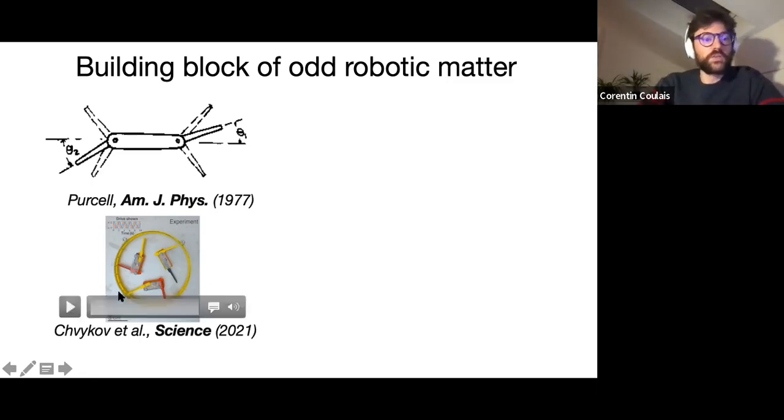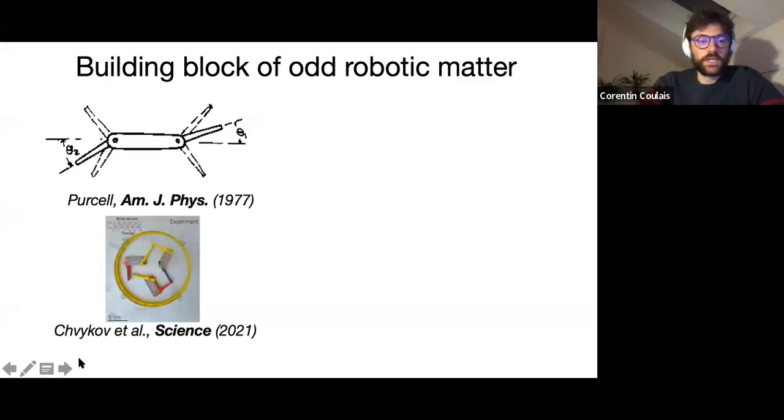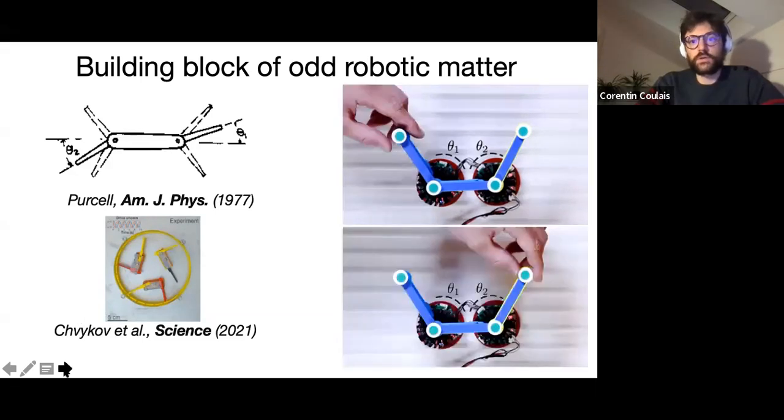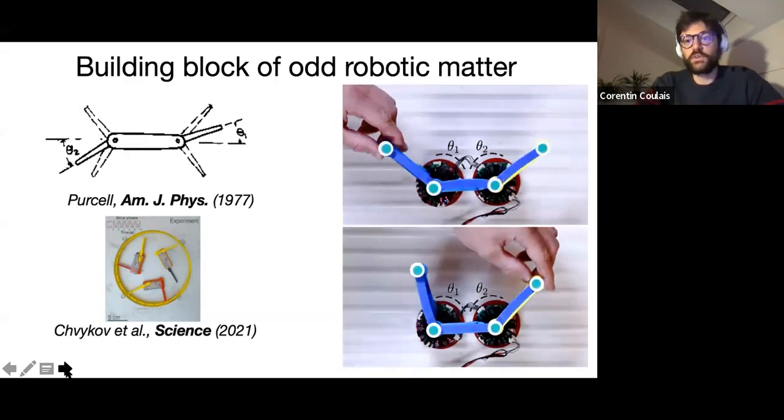Okay, in the physics and robotic community, people actually use a lot now this elementary building block, and that's what we will use. So we will take also a Purcell particle here, and we will make it odd, right? And the way we make it odd, or how you can see that it's odd, is I'm going to pull on the left and on the right, and you see that if I pull on the left or on the right, I see something opposite.